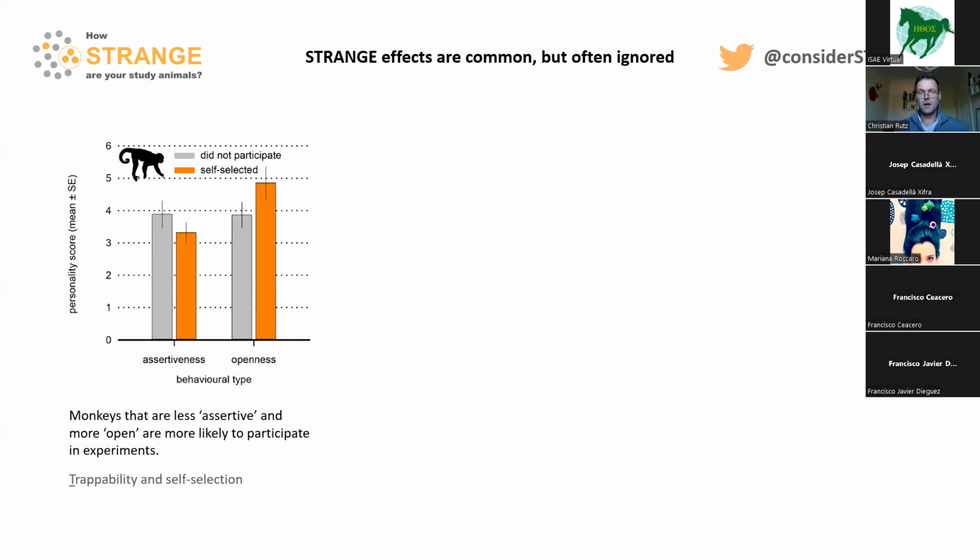This would fall under the T of STRANGE, trappability and self-selection. Trappability is something that refers to something we usually have with field work. If we have to trap subjects, some subjects are often more easy to trap than others. That could also be related to their personality type, or it could be related, for example, to their physiological needs. Perhaps we get the hungry ones.